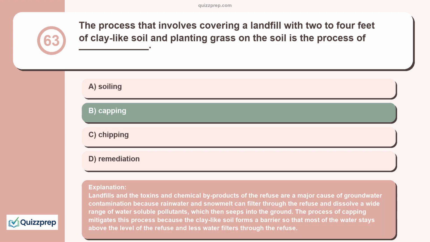Landfills and the toxins and chemical byproducts of the refuse are a major cause of groundwater contamination because rainwater and snowmelt can filter through the refuse and dissolve a wide range of water-soluble pollutants, which then seeps into the ground. The process of capping mitigates this process because the clay-like soil forms a barrier so that most of the water stays above the level of the refuse and less water filters through the refuse.